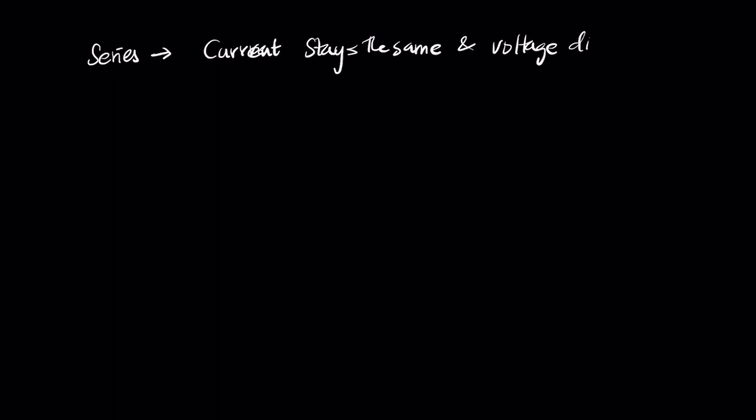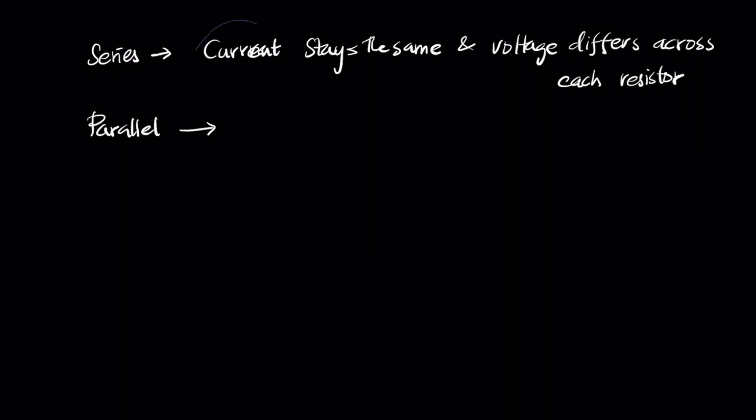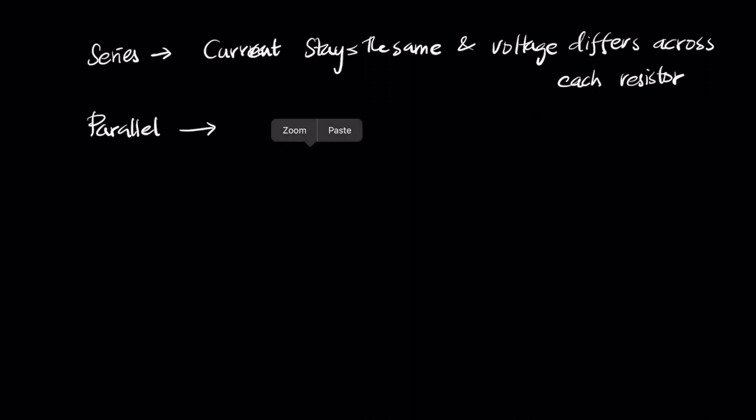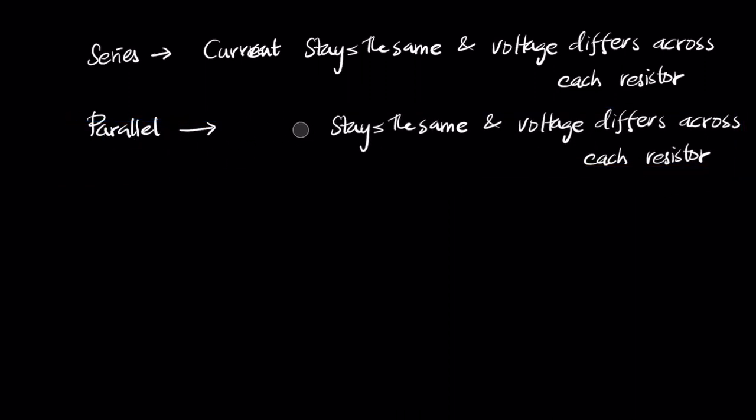Remember the idea behind a series circuit. In a series circuit, the current stays the same and voltage differs across each resistor. In a parallel circuit, it's the exact opposite. We can take this exact same sentence and flip the words current and voltage. So here the voltage stays the same across the circuit, but the current differs across each resistor. So this is the idea behind a series and a parallel circuit.